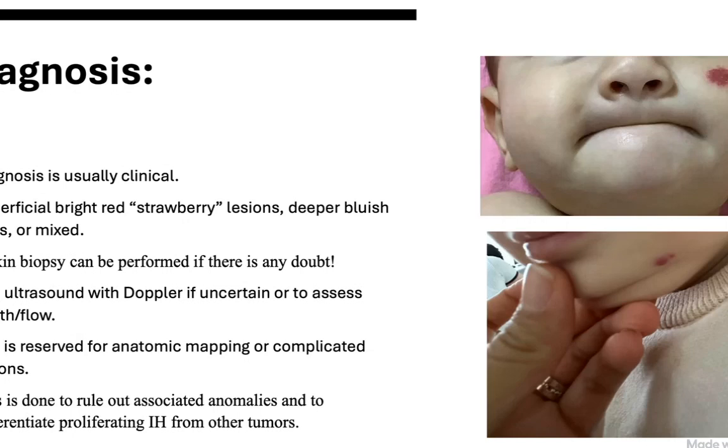How to diagnose it? Well, clinical inspection is enough. You can see superficial bright red strawberry lesions, deeper bluish ones, or even mixed ones. But if you have any doubts, you can order a skin biopsy. If you suspect any visceral involvement, then you can order an ultrasound or MRI to see if the deeper organs are involved or not. This is usually done to rule out associated anomalies and to differentiate proliferating infantile hemangiomas from other tumors.